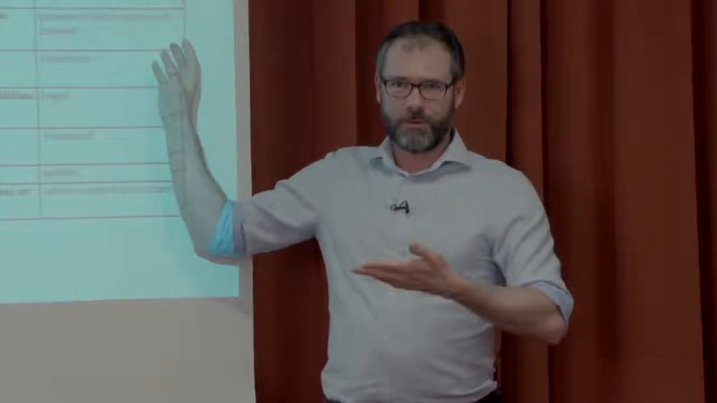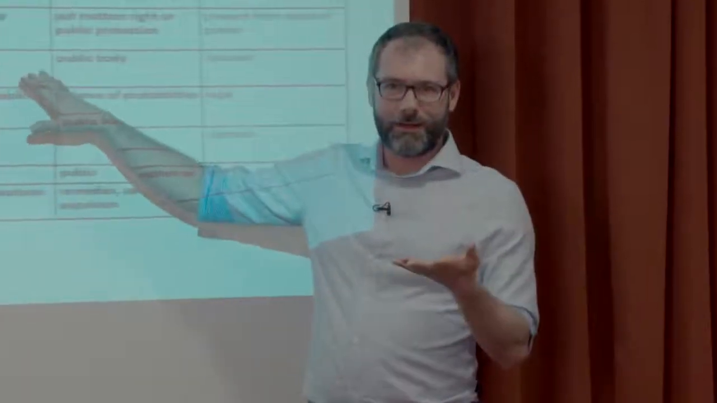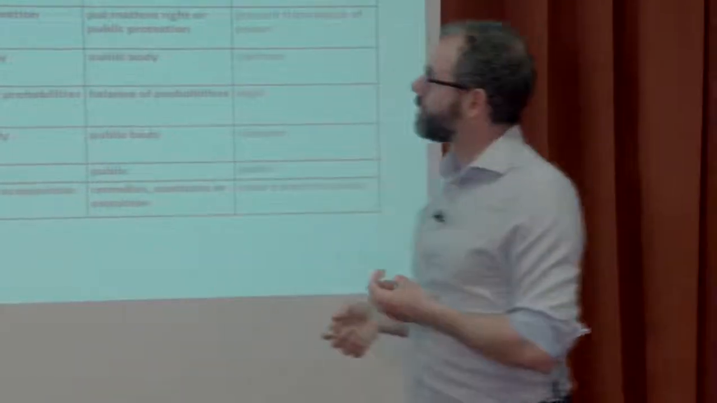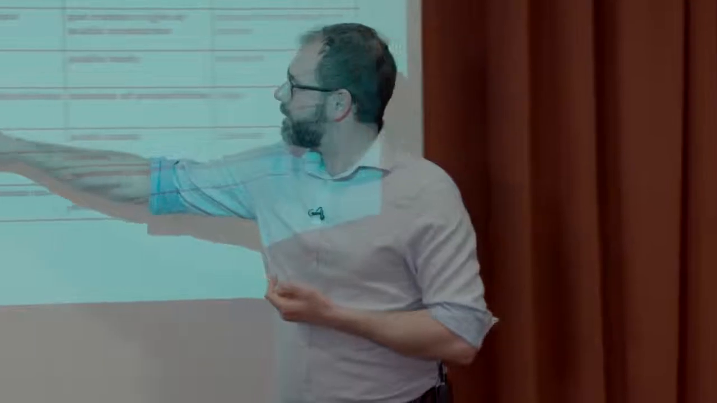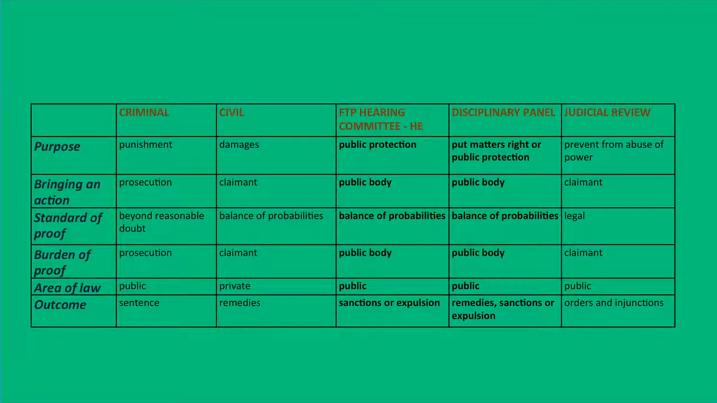What they are doing is seeing whether our procedures do not disadvantage the student in a way that is inappropriate. And there are certain processes for that. Okay, and then who brings action? So obviously public body in our case, prosecutor, for example, for criminal. Standard is very important. It's the balance of probabilities. I'll talk about it in a second.